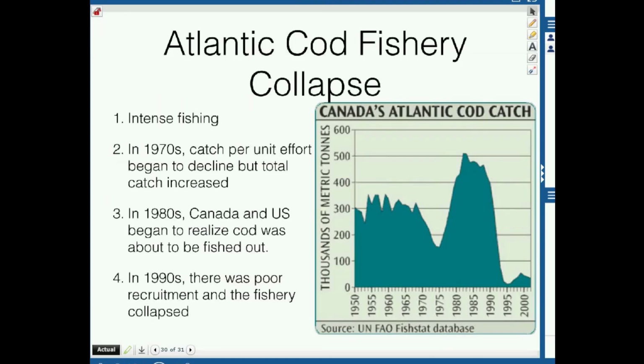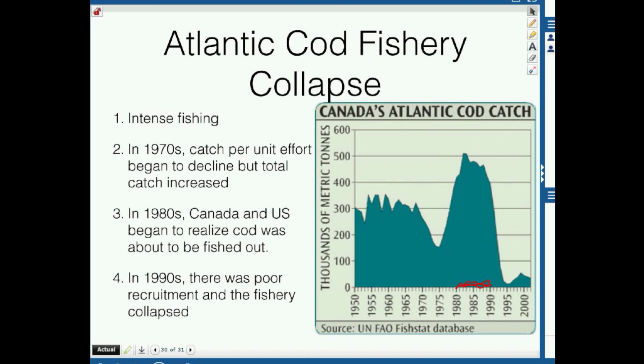Here's another fishery case, the Atlantic cod fishery. This is on our side. They had, again, some intense fishing. In the 70s, the catch per unit effort declined, but total catch increased. So we had more fishing boats than previously. Each boat was catching less, but we were still catching more fish total. Then in the 1980s, they realized some problems, right? We're catching more fish, but each boat is catching less. We are going to have some trouble.